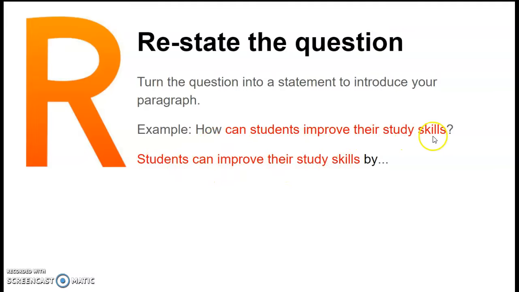How can students improve their study skills? Students can improve their study skills by, all I'm doing is adding by at the end, right? And I'm getting rid of the question word at the beginning, like the how.